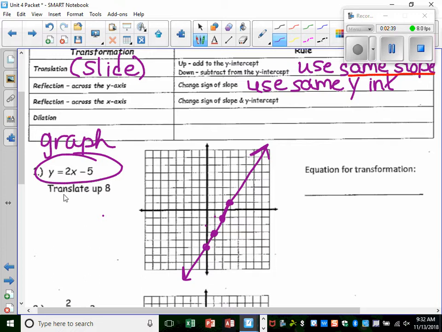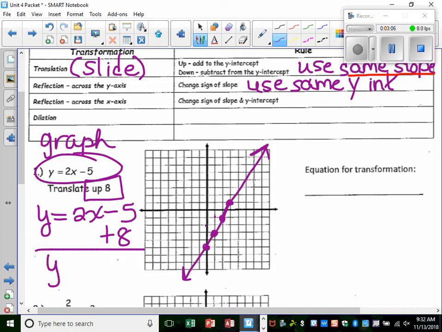Then it tells me to slide this line or translate it up 8 units. Okay, so look up here. It tells you the rule. If you're going up 8, you're going to add that number to the y-intercept. So we already know this is our y-intercept. So I'm going to take this equation, so write this down, and I'm going to add 8 because it says up 8 to the y-intercept.